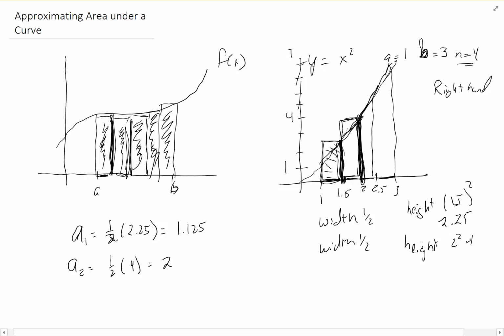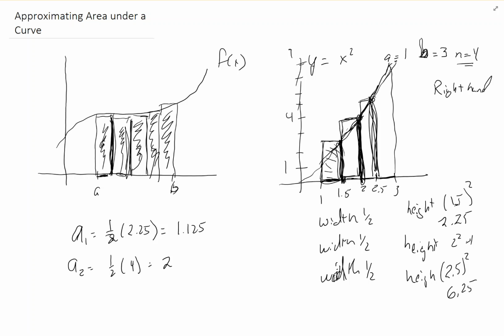Then our third rectangle, using the right-hand rule, is going to have the same width all the way across, but the height is going to be 2.5 squared, which is 6.25, I believe. 2 times 2 is 4. Yeah, it should be 6.25. And so area number 3 would be 1/2 times 6.25, or 3.125.